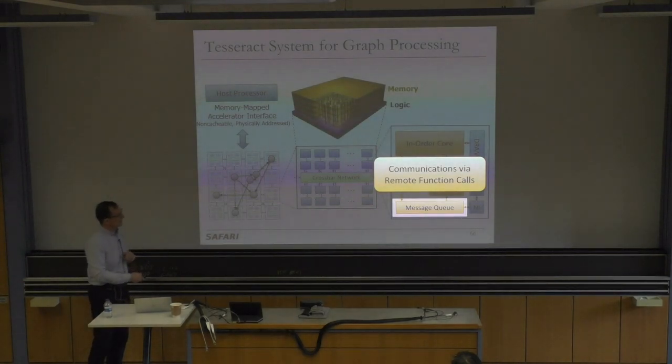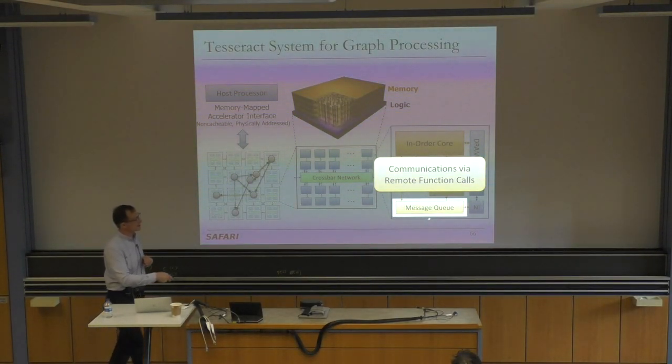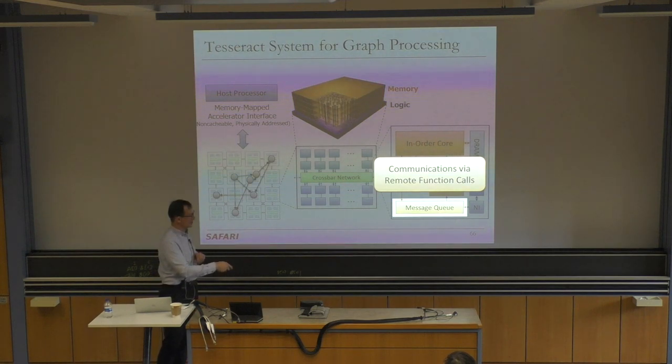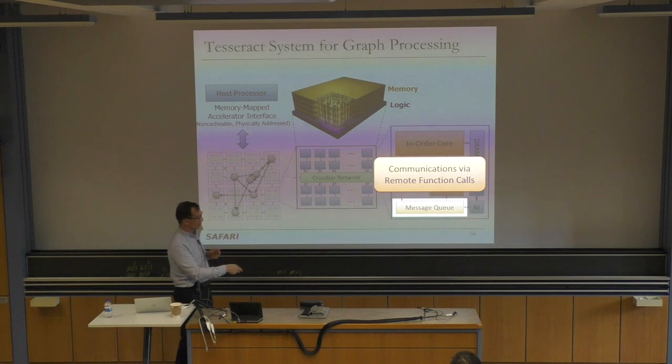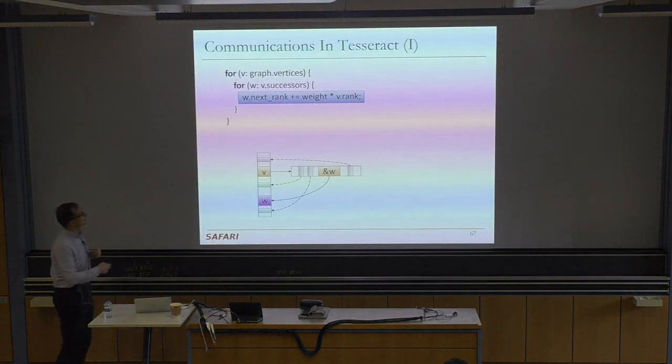Okay. So basically, communications are done via remote function calls. I will show you examples of this. As a result, in each of these vaults, we also add message queues. So you get messages, and messages get queued up because there's still some latency associated with it, and the in-order core processes these messages based on their arrival order. And there's also prefetching mechanisms that we will talk about.